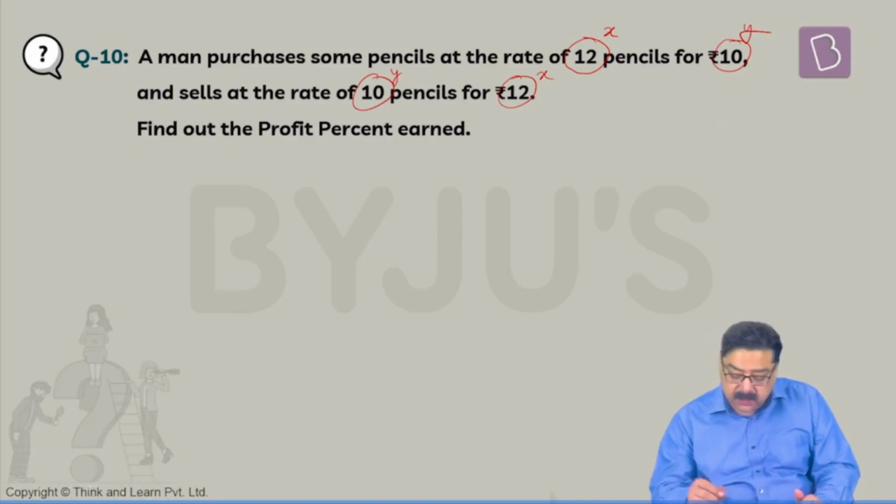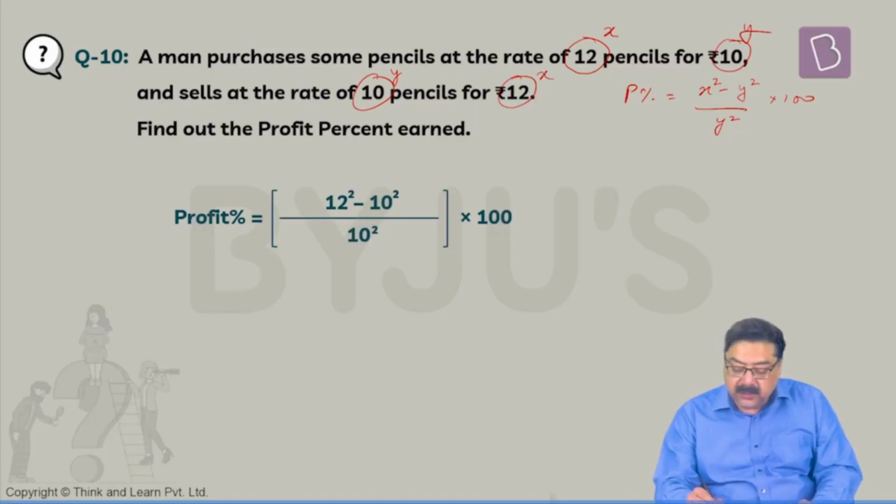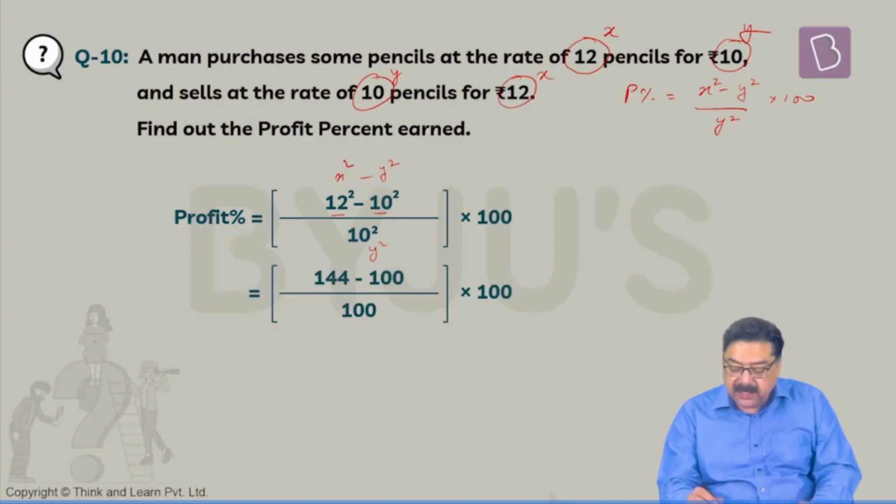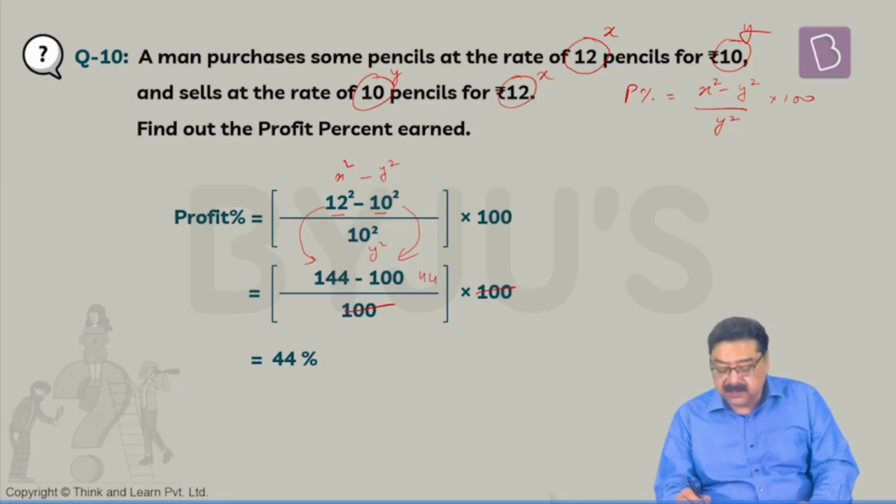So let us make use of the formula profit percent equals (X square minus Y square) by Y square into 100. So 12 square is X square, 10 square is Y square. We are taking the difference of these two and dividing by Y square. So this works out to be 12 square is 144, 10 square is 100, which again 144 minus 100 will give us 44, and these two hundreds will cancel. So 44% is the answer. Directly you can get it.